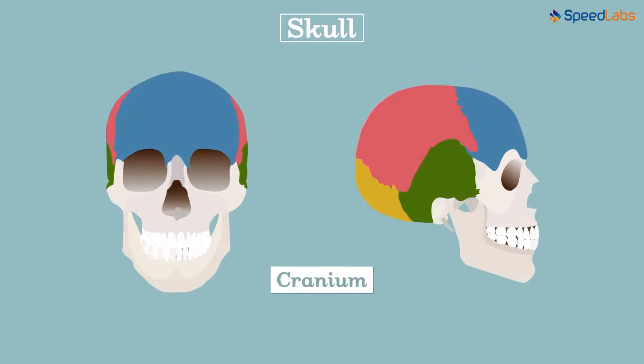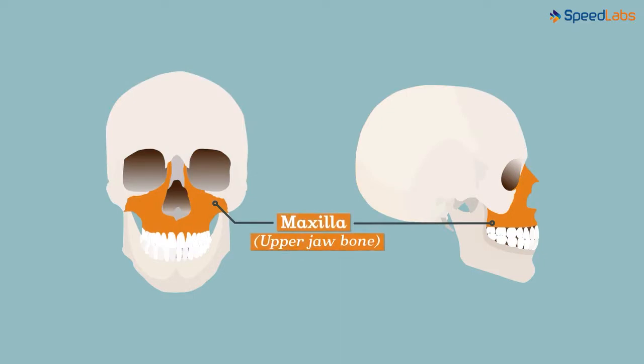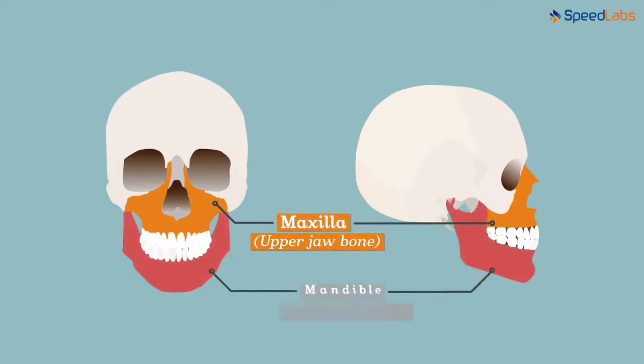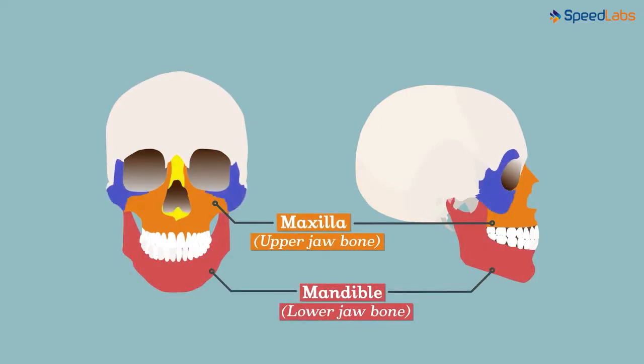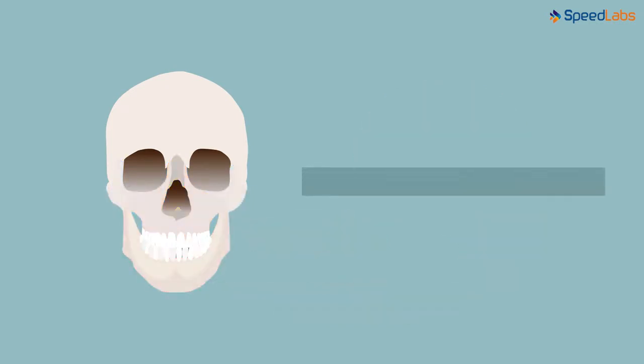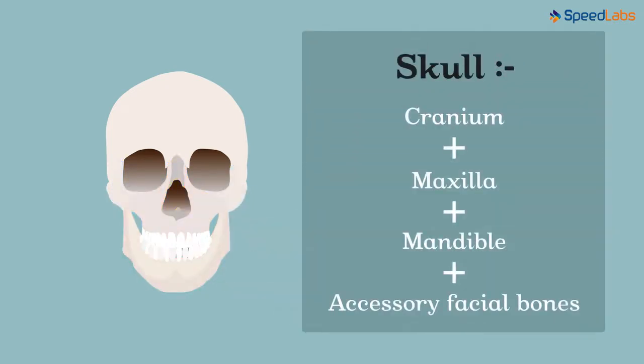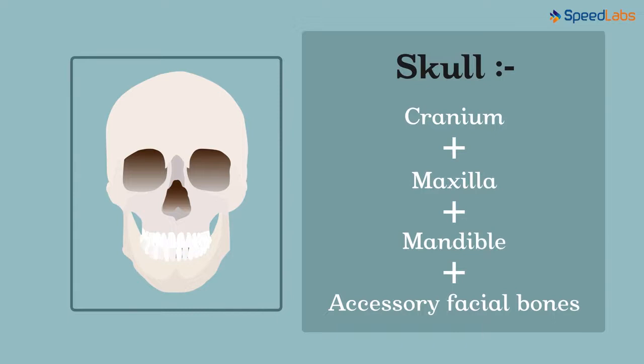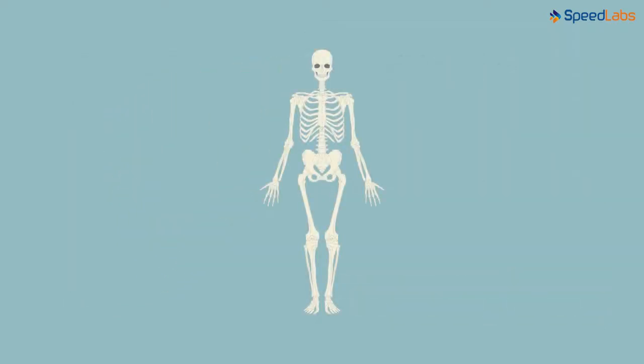Cranium is the first part that forms a protective covering around the brain. It is composed of 8 bones fused together. The cranium, along with the upper jawbone, the maxilla, the lower jawbone, the mandible, and a few more accessory facial bones form the complete structure of the skull. This is nothing but the structure of our head. The skull is the entire set of bones that forms our head region. That was the first part of the axial skeleton.